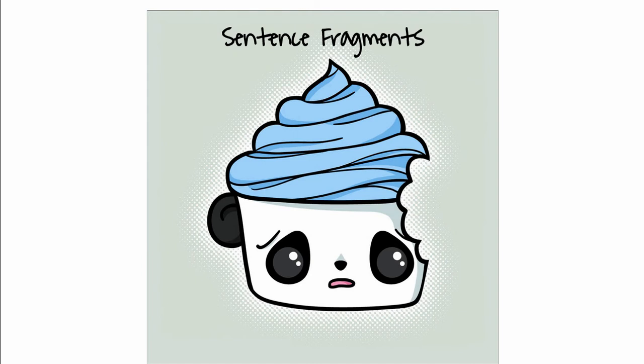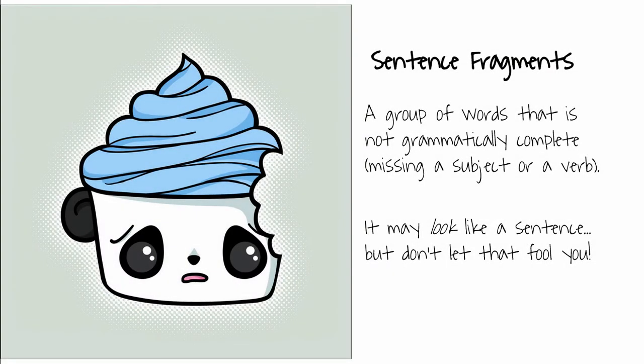Let's take a look at some sentence fragments. So sentence fragments will be sentences that are missing one of those components. They are a group of words that is not grammatically complete, so they're going to be missing either a subject, the person, animal, or thing, or the verb, the thing that that person, animal, or thing does. It may look like a sentence, but don't let that fool you.